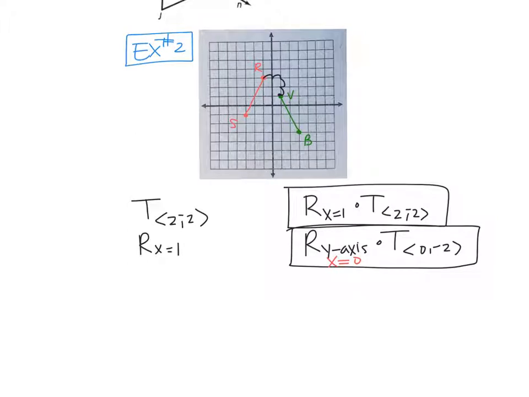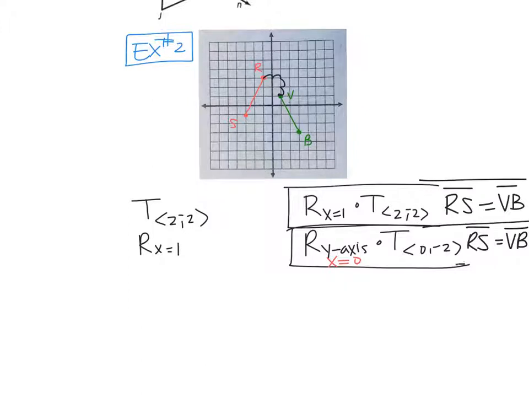Technically, because it doesn't say where you had to start, you would probably put this behind them. You would probably say for both of them, we went from RS and it became VB. Because that way it tells you which one was your pre-image and which one is your image. Okay, so when you write the rule, just don't leave those letters off. Questions on that?